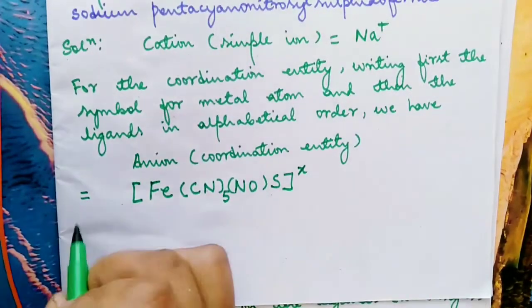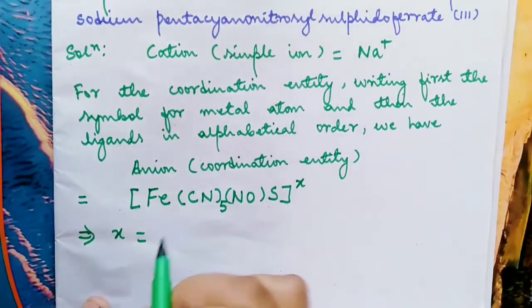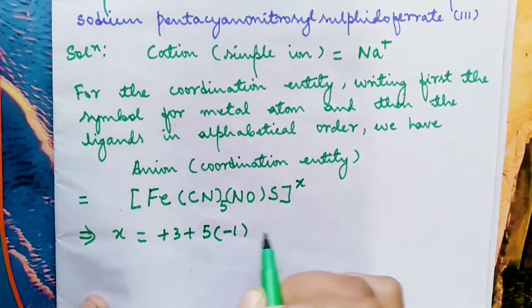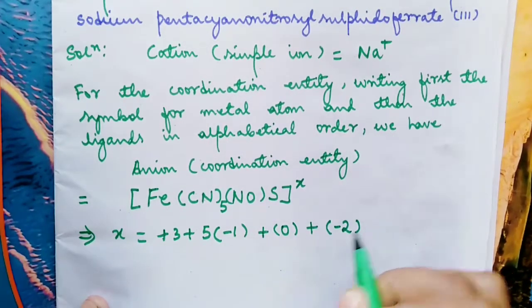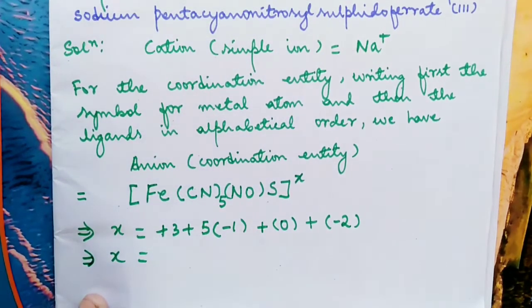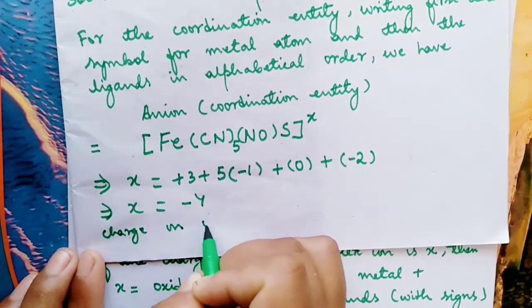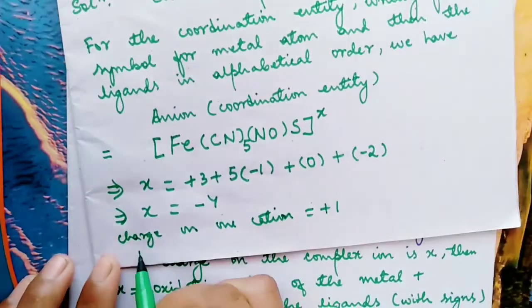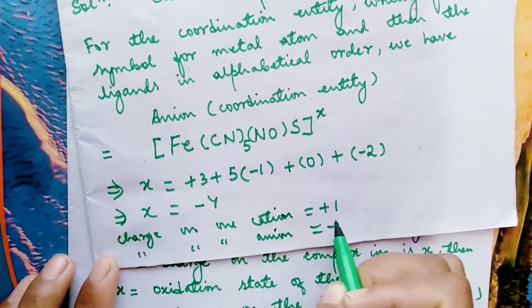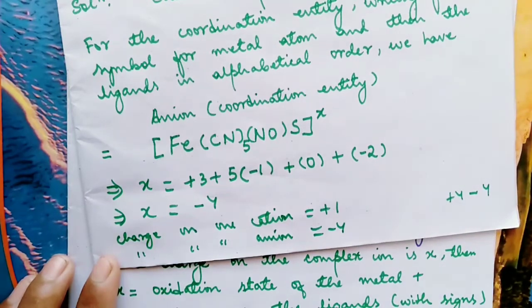We want to know the charge on the complex ion. For that, X is calculated as: the charge on Fe, the oxidation state, is +3. The charge on CN is -1, and the charge on NO is 0. What about the charge on sulfur? It is -2. So what would be your X? Here we have +3 -2 with -5. We get -4. So what do we see? The charge on one cation is +1, and the charge on one anion, the coordination entity, is -4. So we have to get +4, in order that +4 gets cancelled with -4, so that the compound becomes neutral.